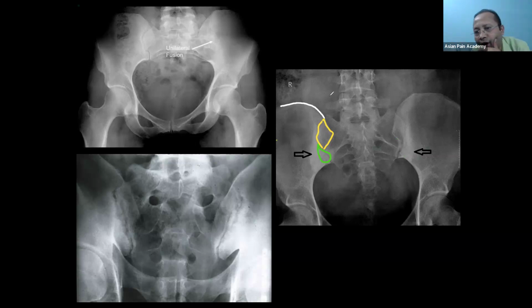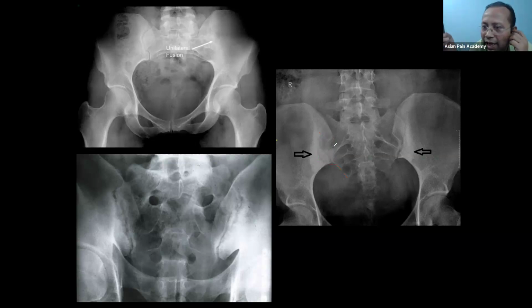The iliac bone margin is this one, and the sacral margin is this one. So our target is only this much. We know that this much is a joint.